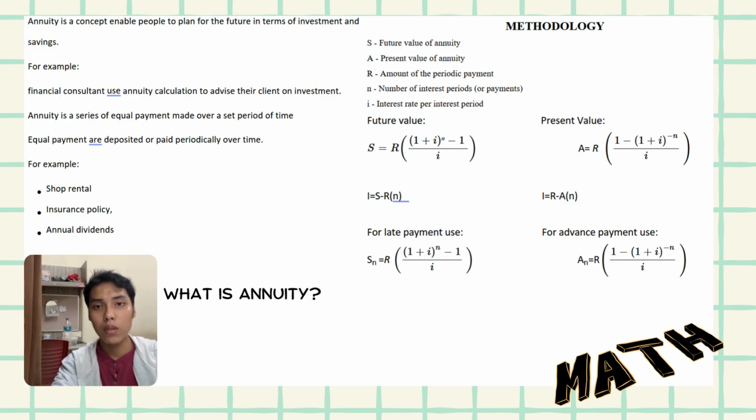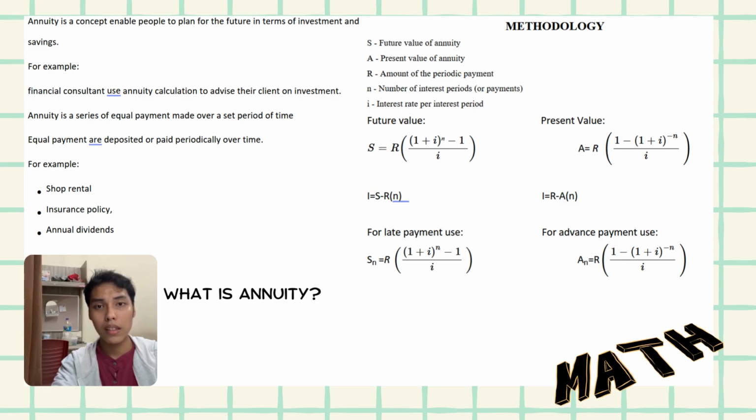First is the future value formula: S equals R open bracket, (1 plus I) to the power of N, minus 1, over I, close bracket. And for the interest amount, I equals S minus R times N. Second one is the present value formula, which is A equals R open bracket 1 minus (1 plus I) to the power of negative N, over I, close bracket. And the interest amount I equals R times N minus A.